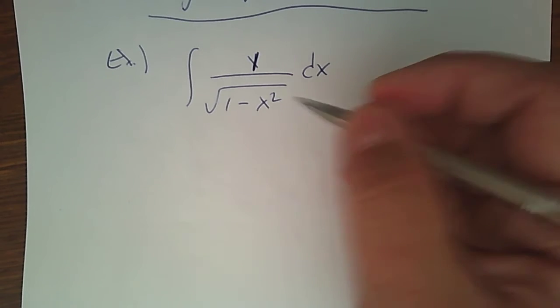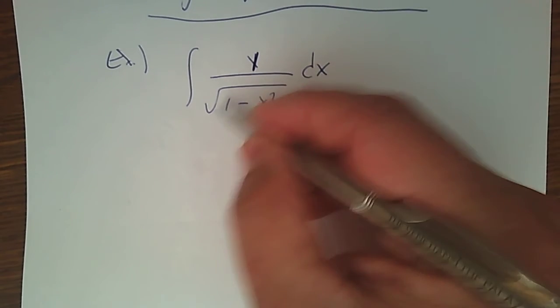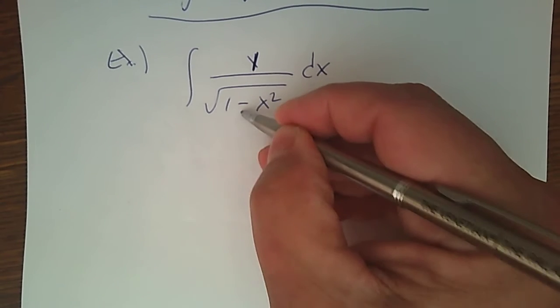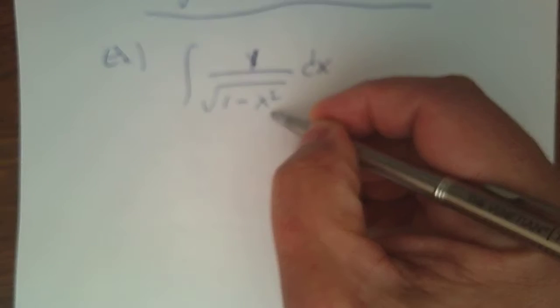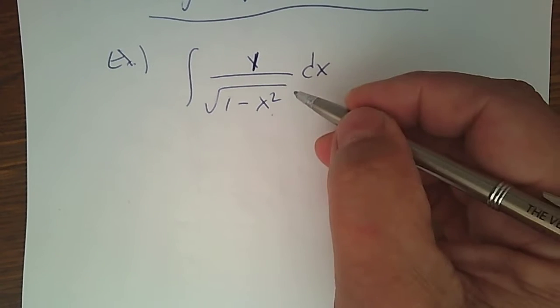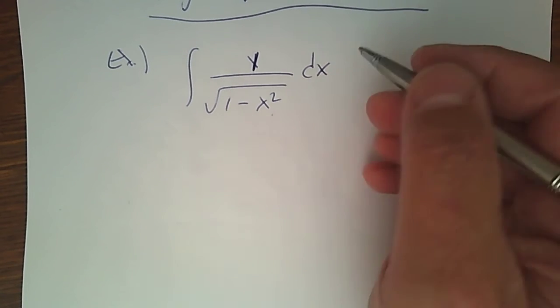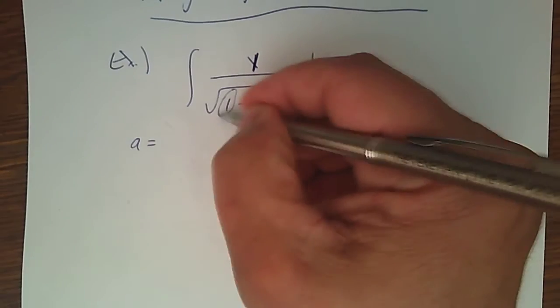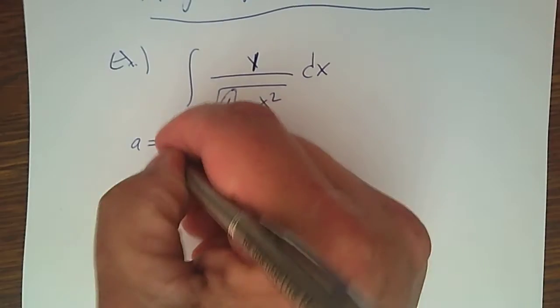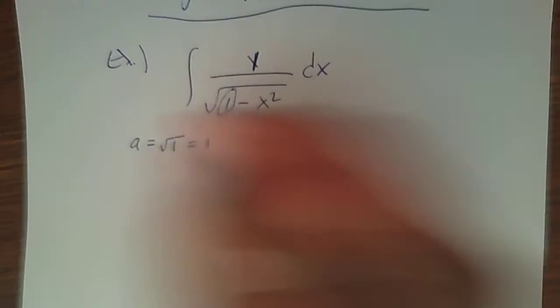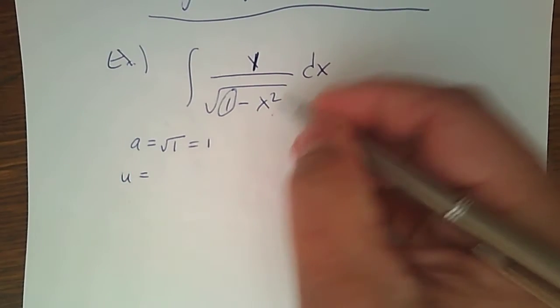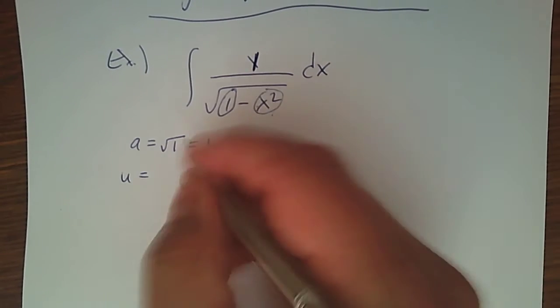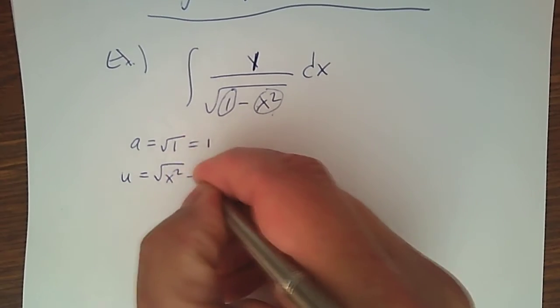All right, so I'm going to start with the most basic example. That's a 1 by any means. So when I look at this, I see a fraction, square root, and there's a constant subtracting something. And that's my template to understand it's arcsine. So first I want to recognize what a is. A is the constant in front, and it's the square root of that number, and the square root of 1 is 1. U is the square root of x squared, that's x.